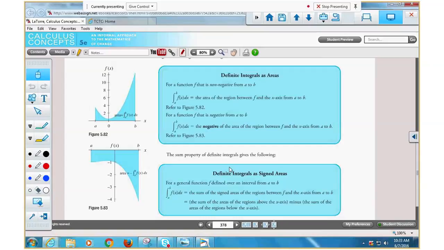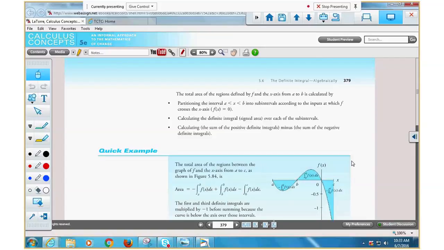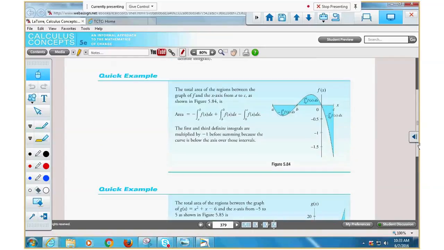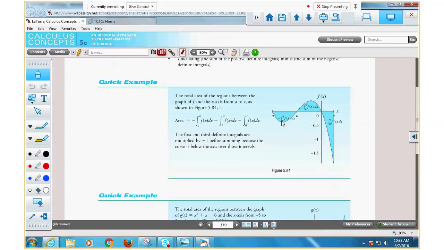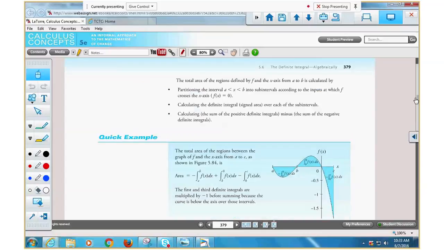And they give you an example on the next page. And this is on page 379. So that's what I was going to show you right there. This right here, negative, so minus antiderivative plus antiderivative minus antiderivative. And that's what there it is right there. This one would be plus, minus, and what? Plus. So make sure you write those down, page 379.